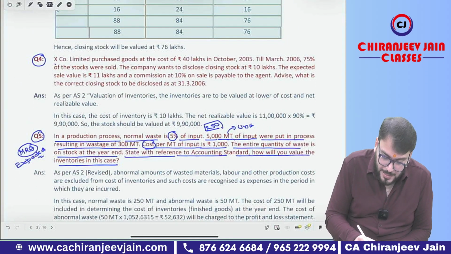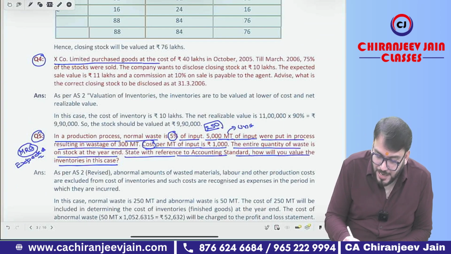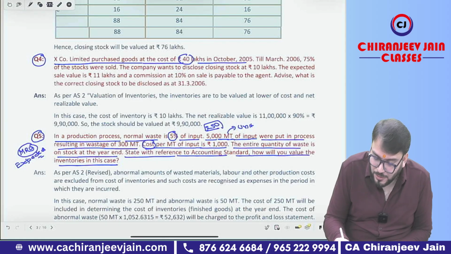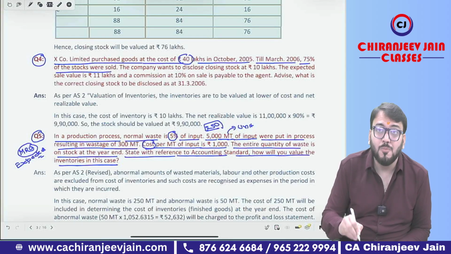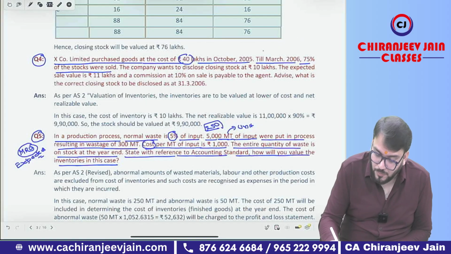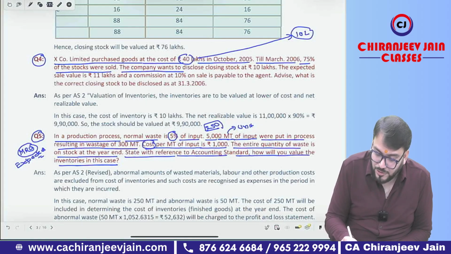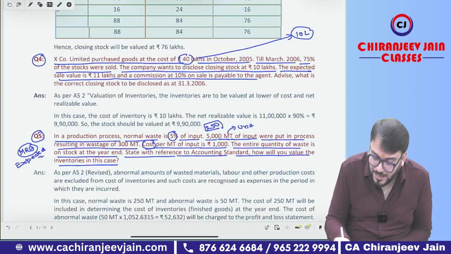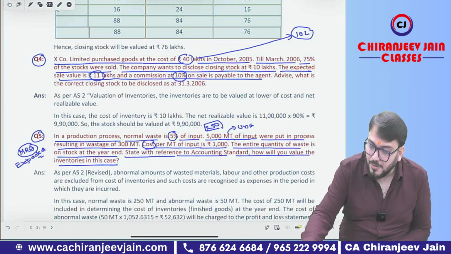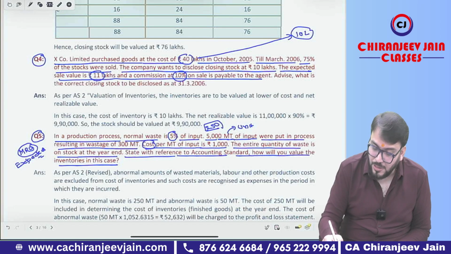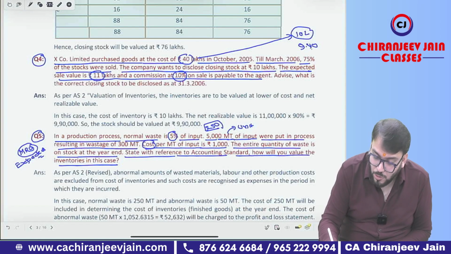Question 4. X company limited purchased goods at a cost of 40 lakh in October 2005. Till March 2006, 75% of stock was sold. So how much unsold? 25%. So 25% becomes 10 lakh as the cost price. The company wants to disclose closing stock at 10 lakh, means at cost price. The expected sales value is 11 lakh and a commission of 10% on sale is payable to the agent. So 11 into 10%, how much? So NRV becomes 9.90.